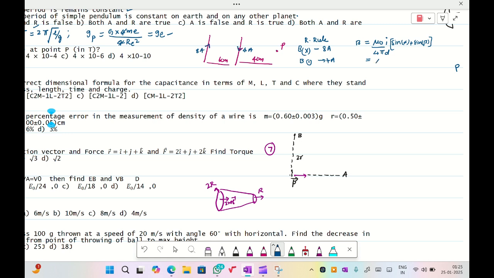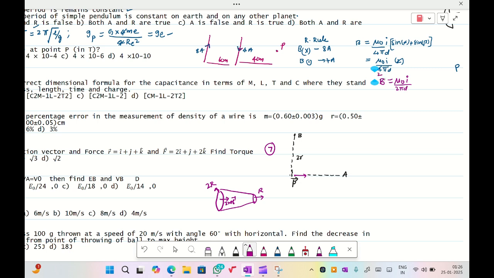So this will be mu naught I by 4 pi d. If the rod is of infinite length, alpha and beta will become 90 degrees, therefore sin alpha plus sin beta will become 2. So the magnetic field B due to an infinite rod is equal to mu naught I by 2 pi d. So this is the answer.